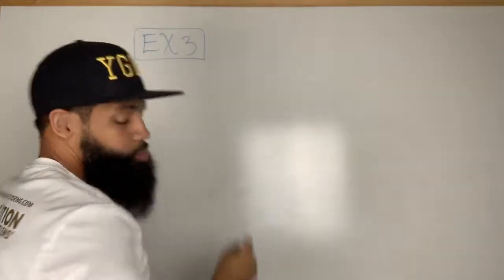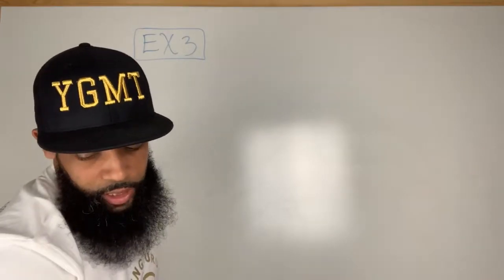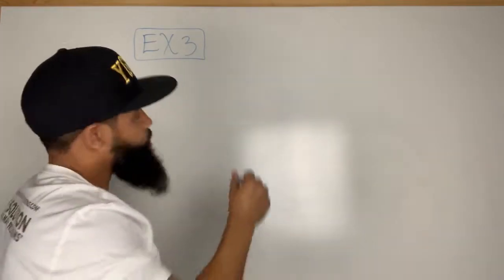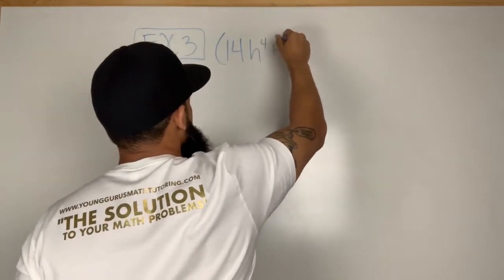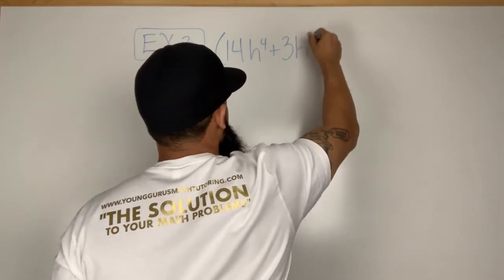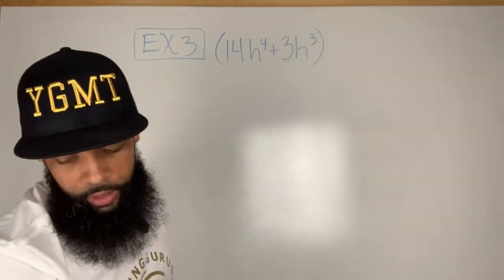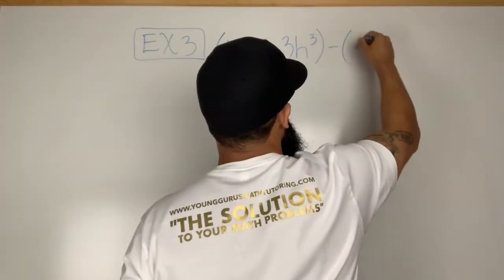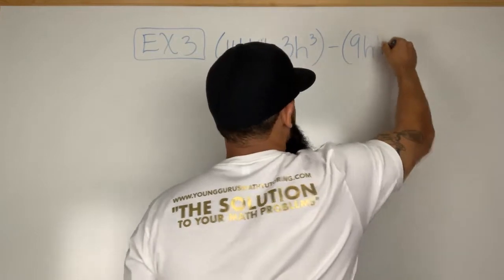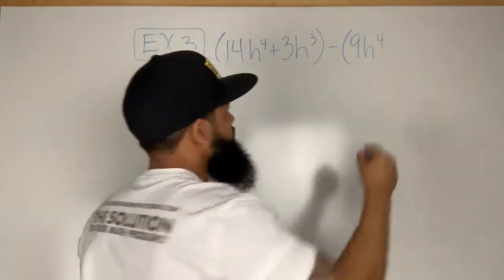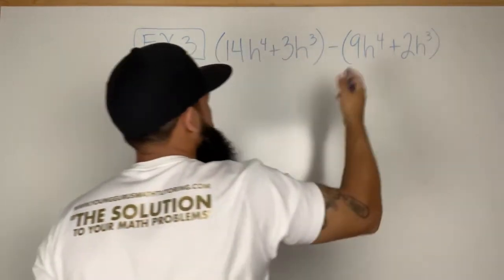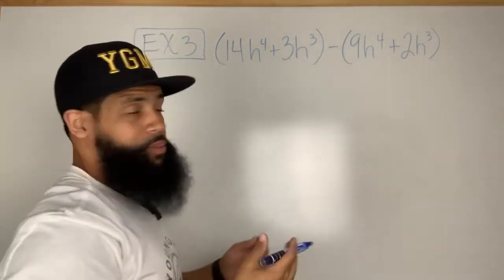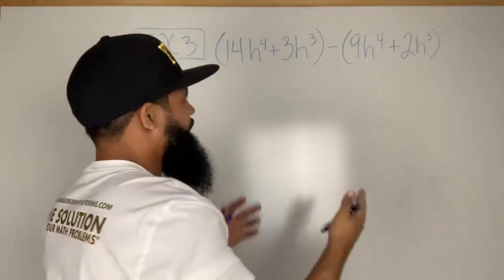This time we're going to subtract the polynomials. 14h to the 4th plus 3h to the 3rd, and then we subtract 9h to the 4th plus 2h to the 3rd. All right, same thing. I can line them up vertically, or however you want to do it.